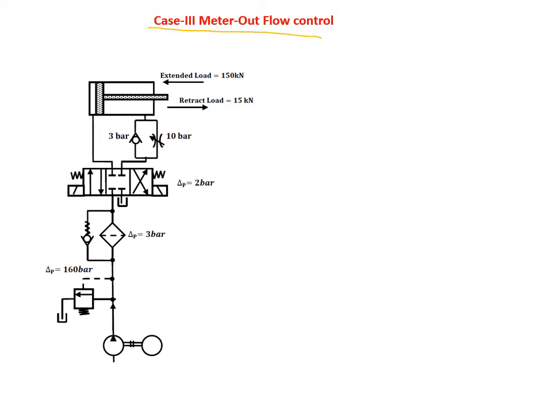type. In the meter out type circuit, as we know, we are controlling the fluid which is coming out from the actuator. Again, this is the circuit diagram which is to be drawn. This is the pressure drop across the filter, this is the pressure drop across the direction control valve. Across the flow control valve it is 10 bar, at the check valve it is 3 bar. And the pressure requirement during extension and retraction is as calculated in previous cases.